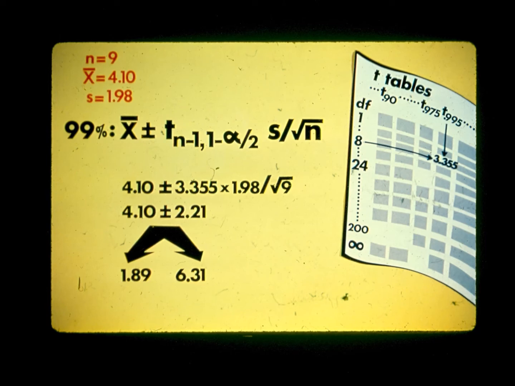We now substitute the remaining data into this formula to obtain the expression 4.10 plus or minus 3.355 times 1.98 divided by the square root of 9, which in turn simplifies to 4.10 plus or minus 2.21, which gives 99% confidence limits of 1.89 and 6.31.